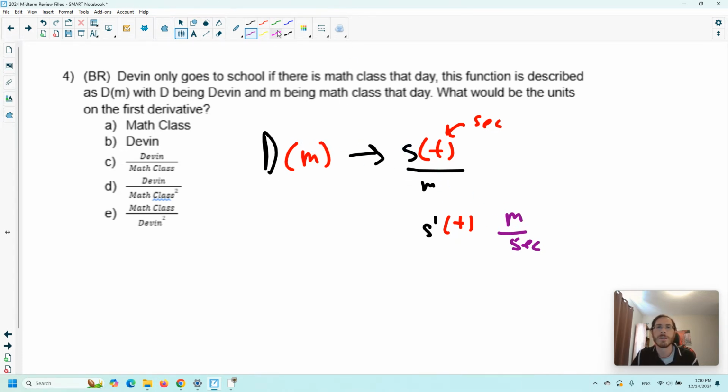So our D is, again, like our meters. So that's going to have to go on the top. So we're going to have Devin on the top. And then our M is like our time here. So that's got to go on the bottom. So Devin per math class. And that's going to be choice C here.